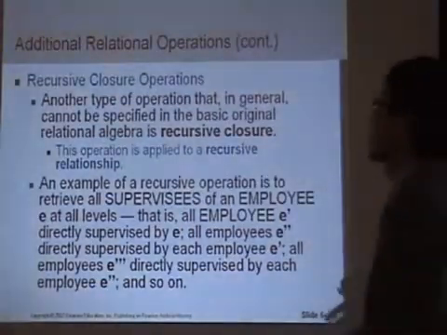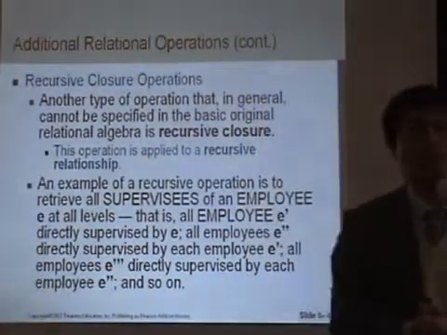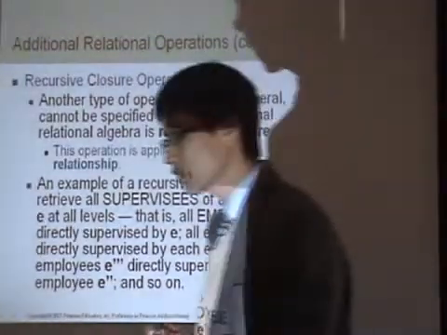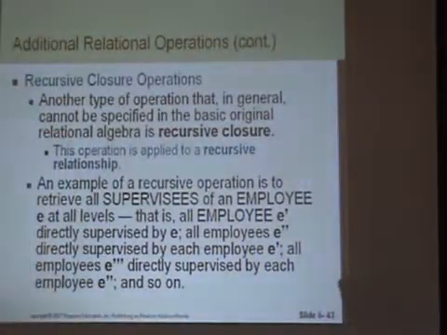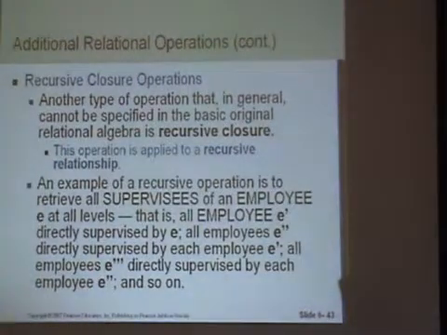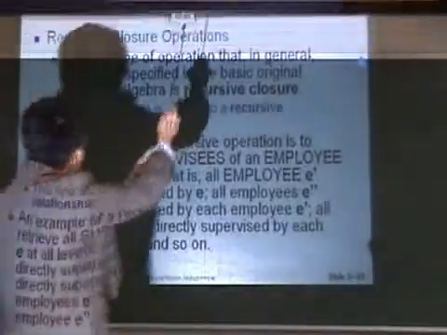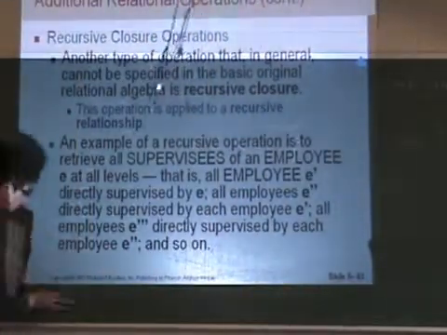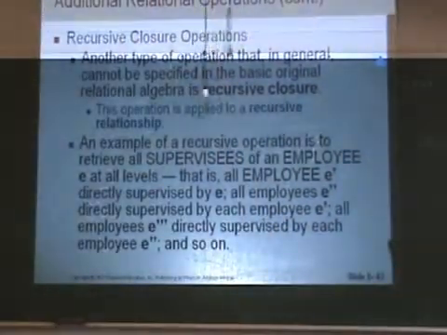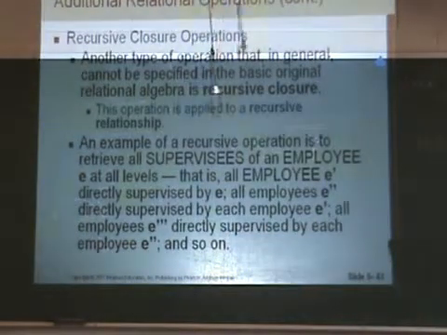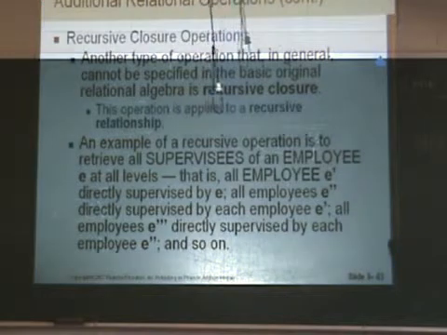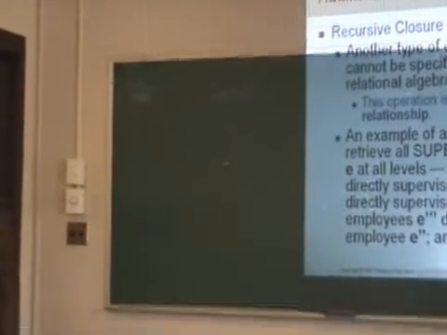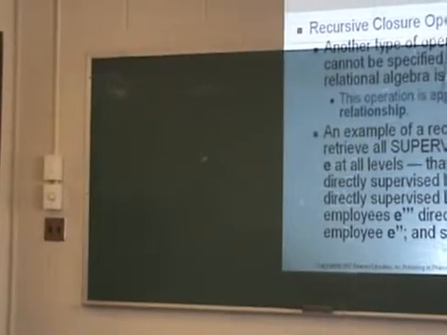Then recursive closure. It's the same question as the previous one. Sometimes there is a requirement. I'd like to access, for example, in employee, as you may know, we have employee SSN and super SSN. This is the foreign key. Can you remember that? This is the recursive relationship.